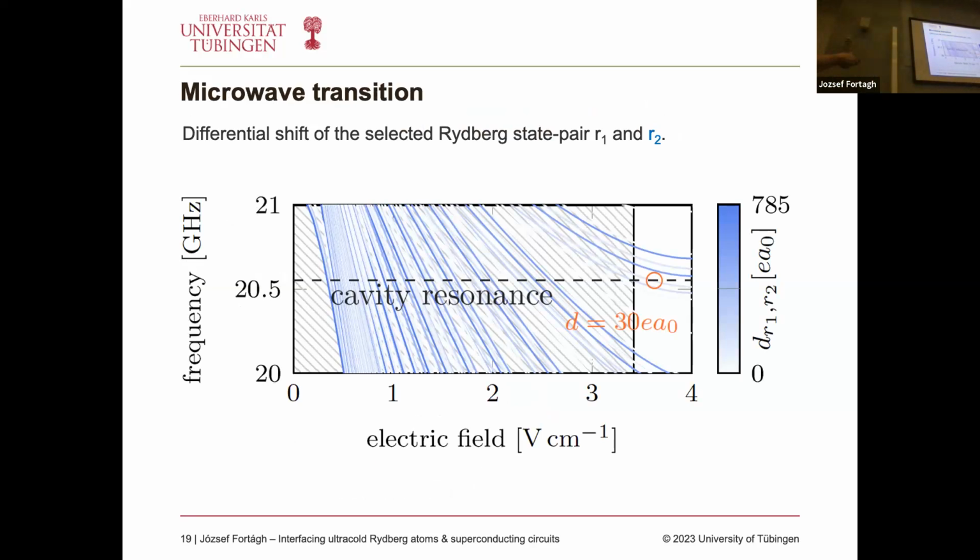So we have a stray electric field at the chip of 3.4 volt per centimeter, and here in the circle, one of these bright blue lines is crossing exactly the cavity resonance. So this R2 state is the pair to the R1 that we can use. Depending on the electric field or the cavity frequency, we would be able to take another one. But the cavity frequency, we cannot change that much that we go to a state with a higher dipole moment.